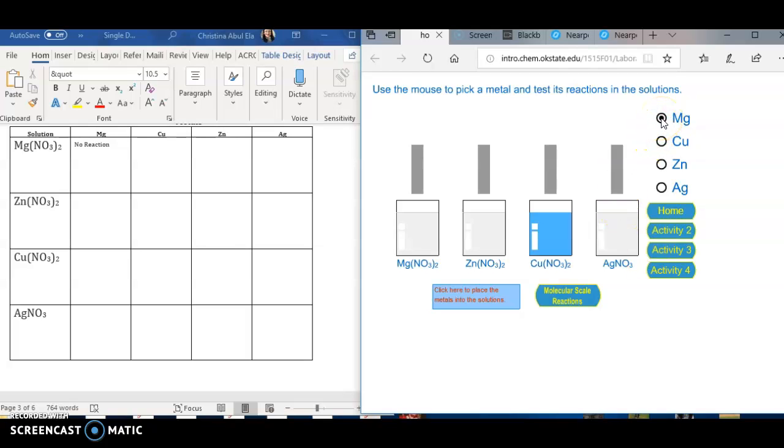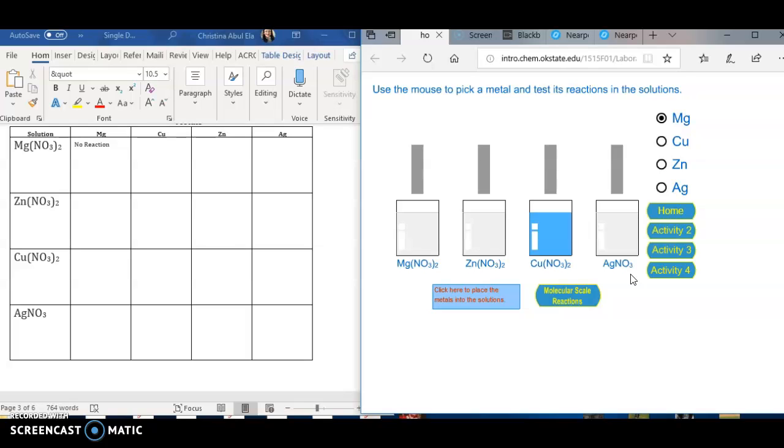And again, the instructions for the site and where to click is all on the document itself, so you could read through that if you need to. And now I have on my screen the 4 pieces of magnesium metal that are being held over top of 4 different solutions. So I have magnesium nitrate, zinc nitrate, copper 2 nitrate, and silver nitrate. I want to see what happens when I put the magnesium into those solutions.